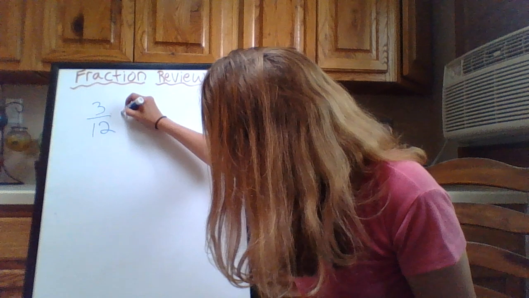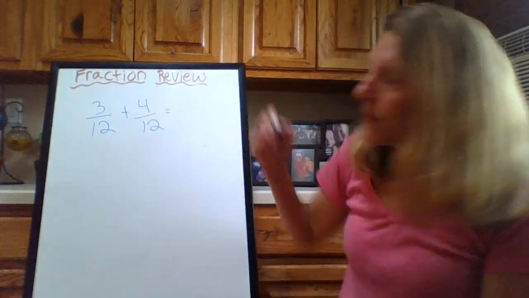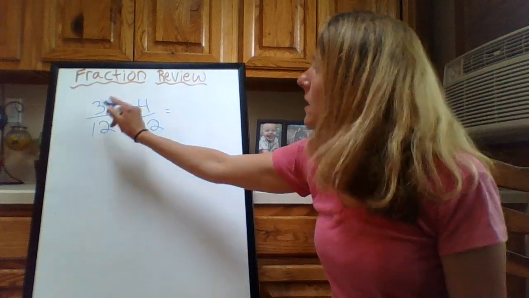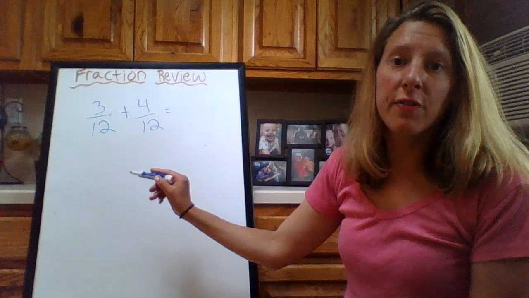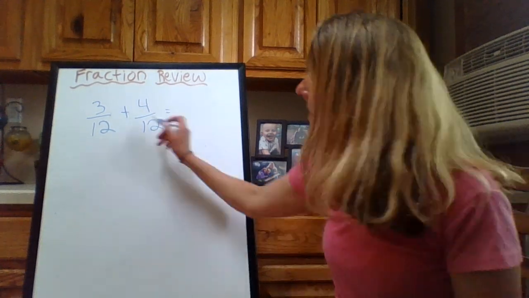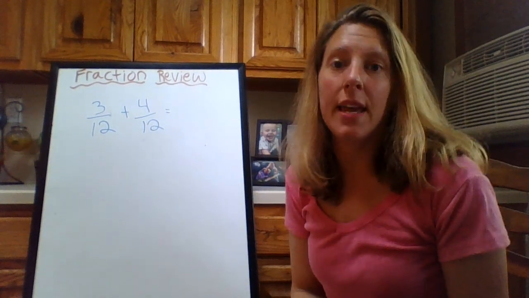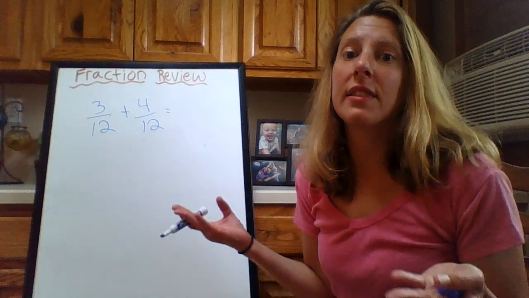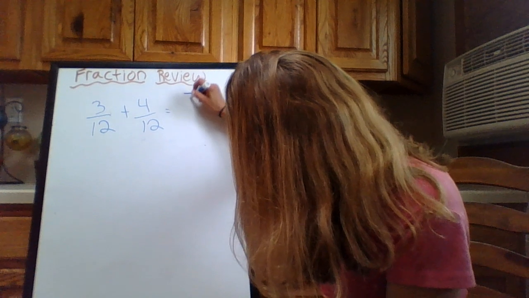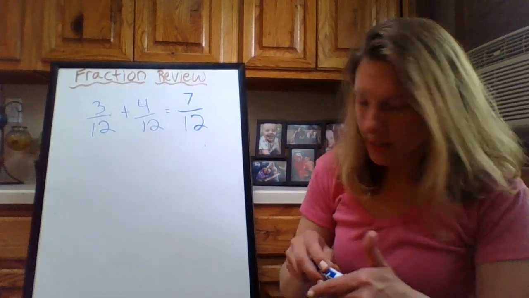So if I have 3/12 plus 4/12, all I would need to do is add the numerators, which is the 3 in the first fraction and the 4 in the second fraction, because the bottom number in my fractions is the same. That means they have like denominators. So 3 plus 4 is 7. So my answer is 7/12.